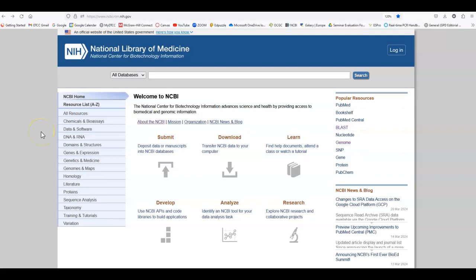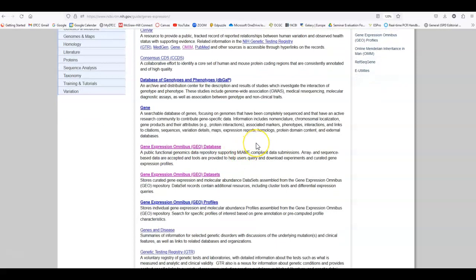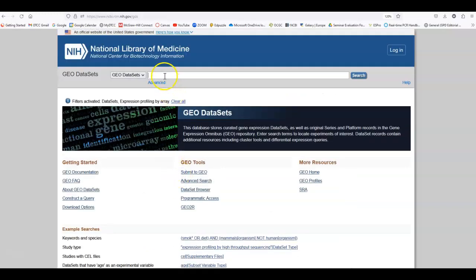This is going to be part two of the NCBI GEO gene expression tutorial for this course. So once again, you're going to go to genes and expression, and this time you're going to go to the data sets instead of the GEO database. And let's just throw in lung cancer. Let's see what we get when we hit lung cancer.